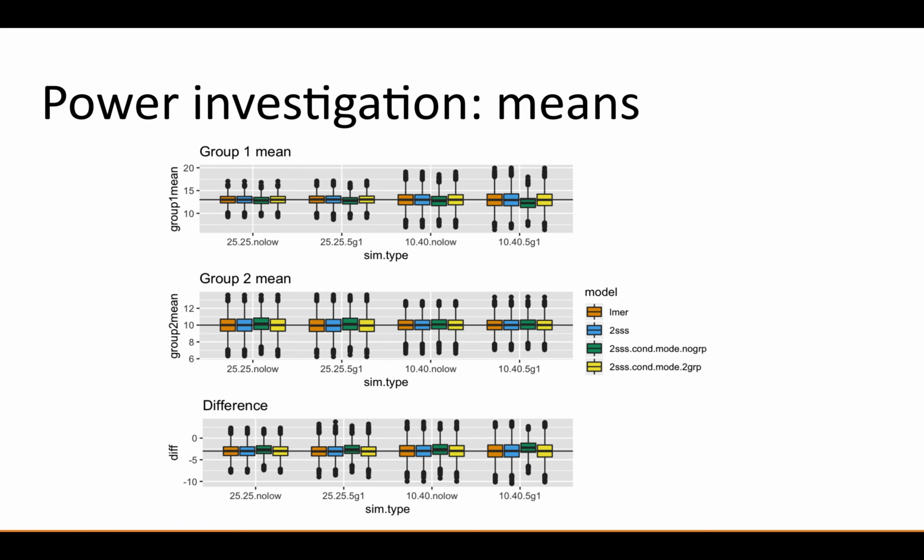So moving on to power. Now I change the group means, otherwise everything's the same. The true group mean here is around 12, and here it's 10. So there is a group difference to be detected. And generally things look okay, except for these green boxes again, because you can see the bias in this case is toward the overall mean because I didn't model group.